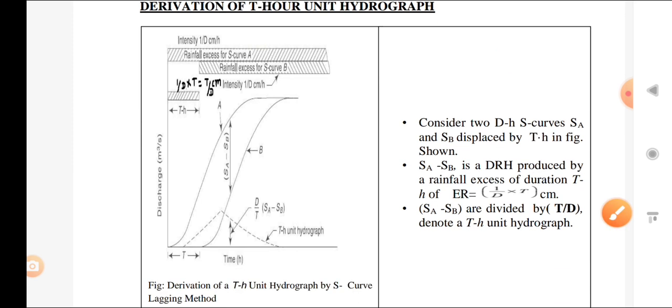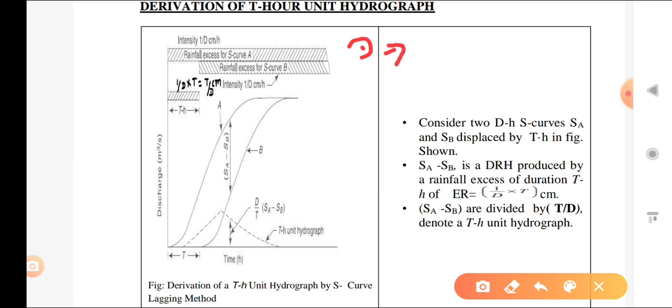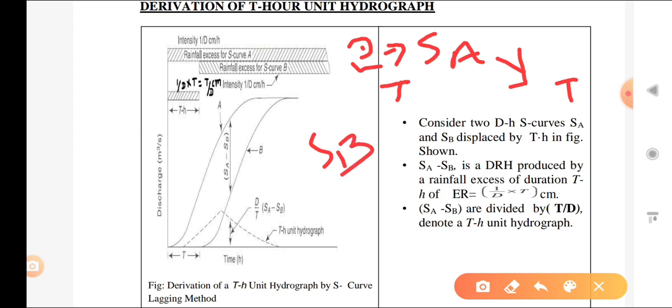First of all, suppose a hydrograph of duration D is given. For that duration we find the S curve, suppose it is S_A. Now suppose we have to convert that D hour unit hydrograph into a T hour one. The next step is we lag that S_A by T hours, and that will give S_B. Now we take the difference, S_A minus S_B.